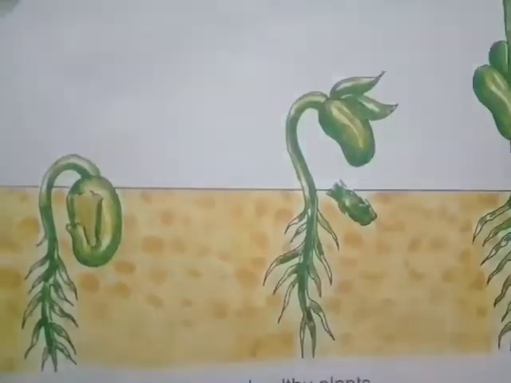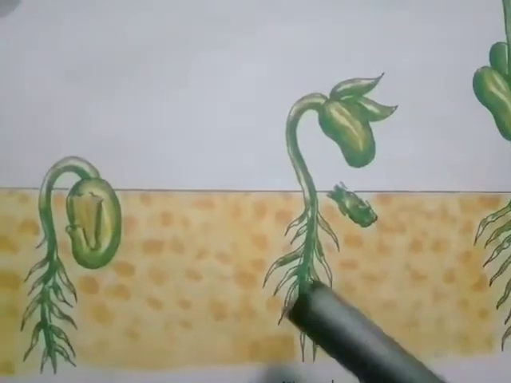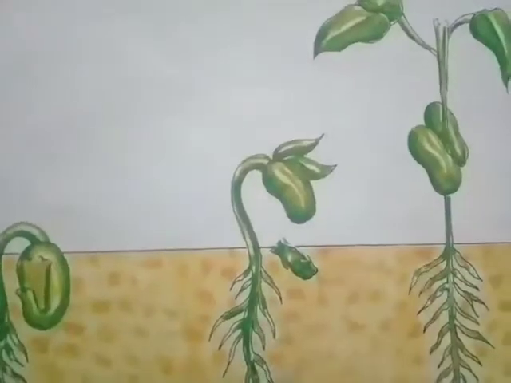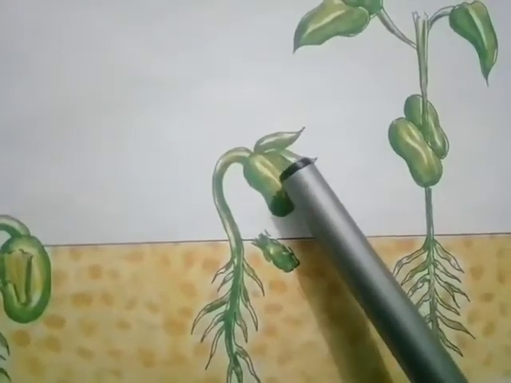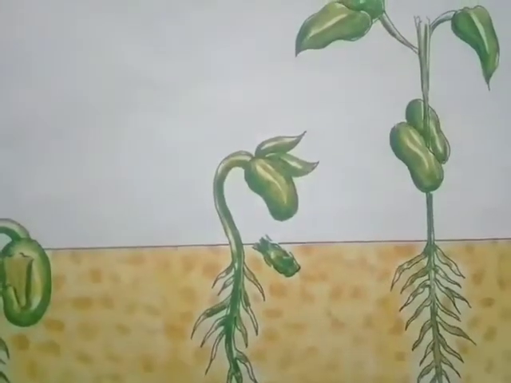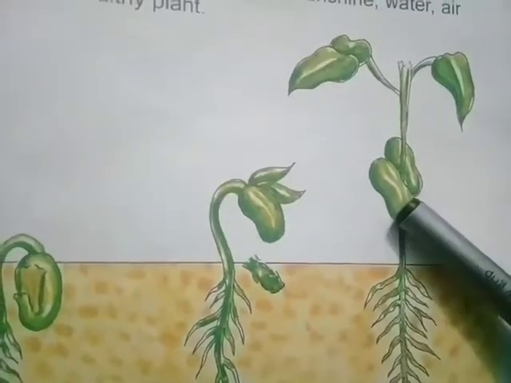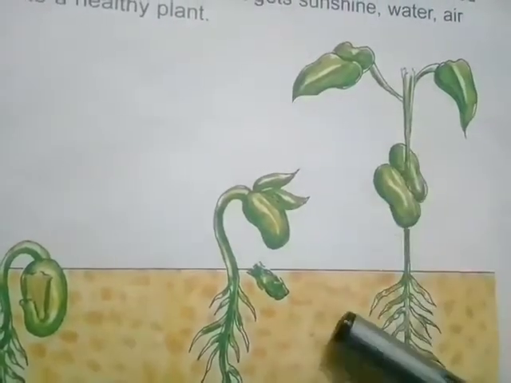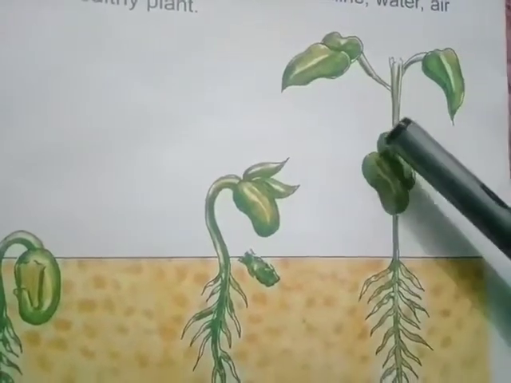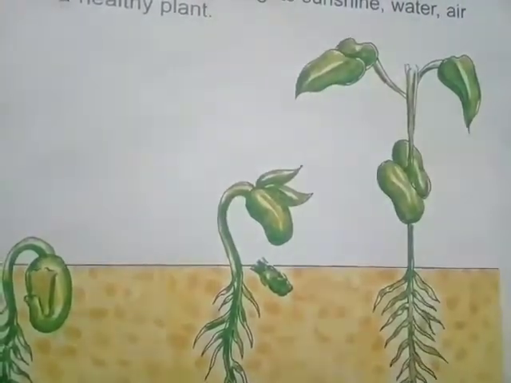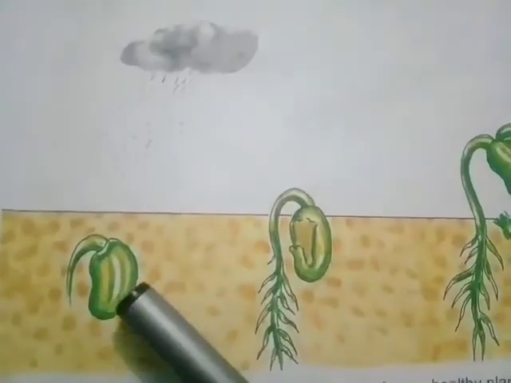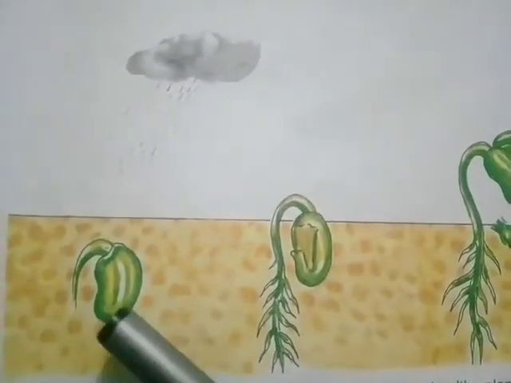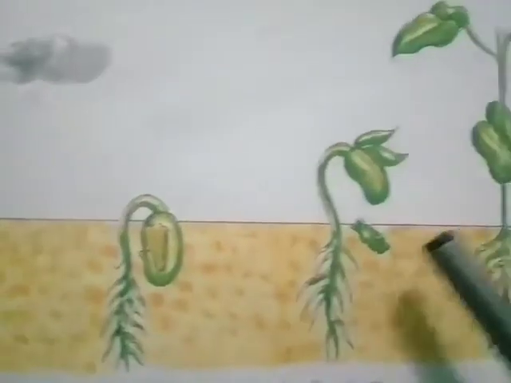Then the shoot grows upward towards sunlight, and the leaves then start appearing. You can see in the picture, the roots, stem, and leaves are forming the young plant. At this time, the young plant is called a seedling. The function of the seed is that a seed stores food in it and grows into a new plant.